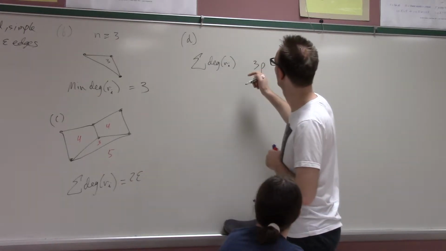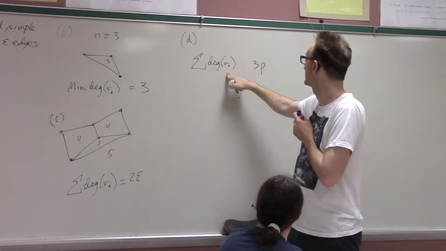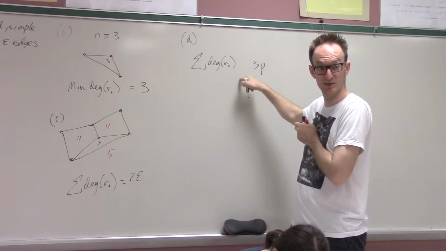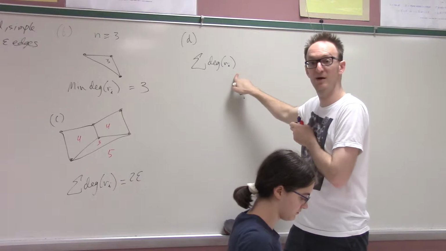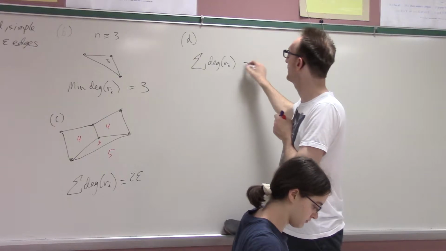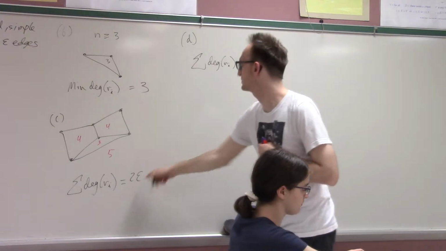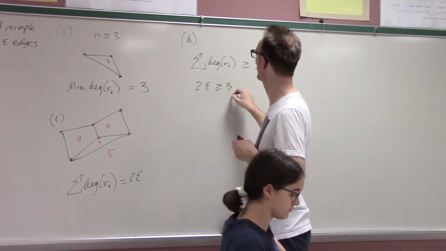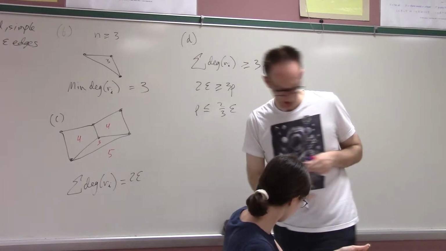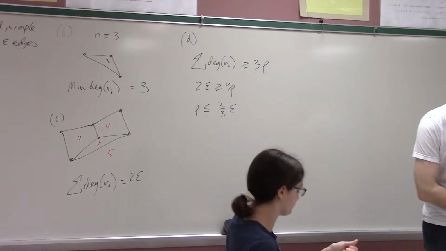Let me just say this correctly. If the degree of every region is at least 3, and then multiplied by the number of regions, then the sum of the degrees of all the regions is greater than or equal to 3 times the number of regions, since 3 is the minimum. And this is 2 epsilon, so 2 epsilon is greater than or equal to 3 rho, and so rho indeed is less than or equal to 2/3 epsilon. Okay, good. This is total 100% review. We did these exact problems last week.